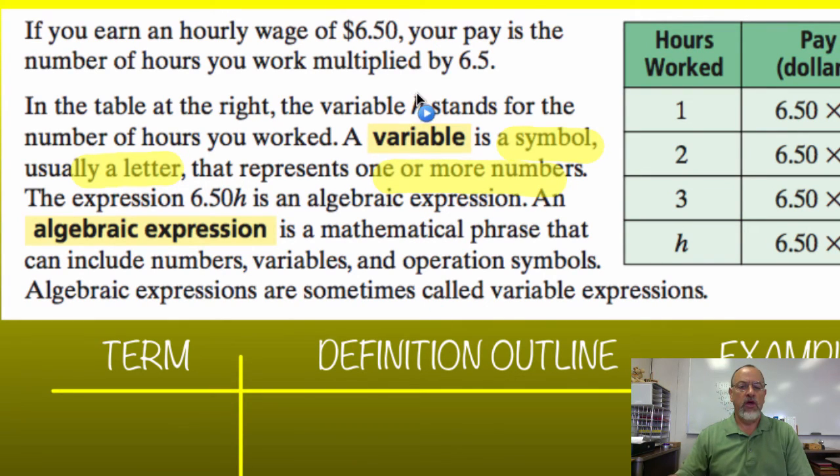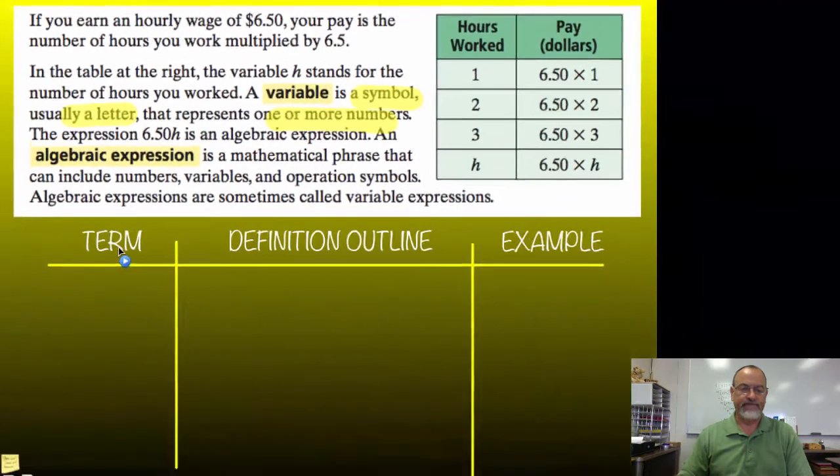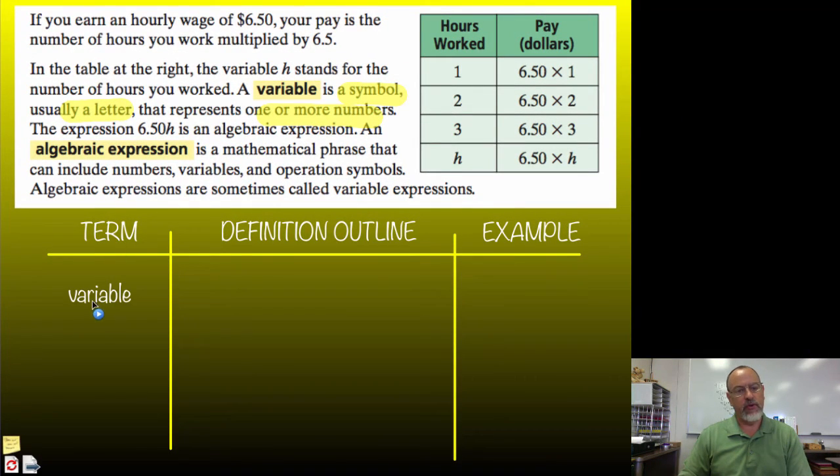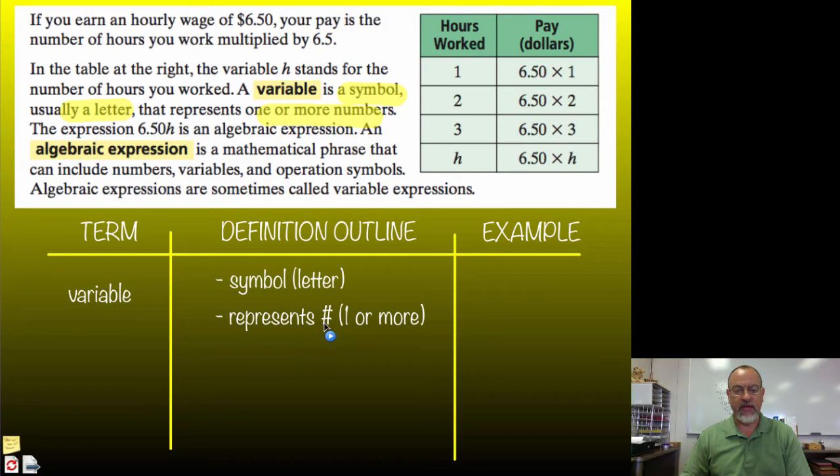So the word variable, what does it mean? So in our note-taking, we want to write down the term variable, and then we want to break this sentence down. We don't want to copy the sentence, we'll just take out the main ideas. It's a symbol, and it's usually a letter, and it can represent a number, either one number or can represent multiple numbers, and that's what a variable is.